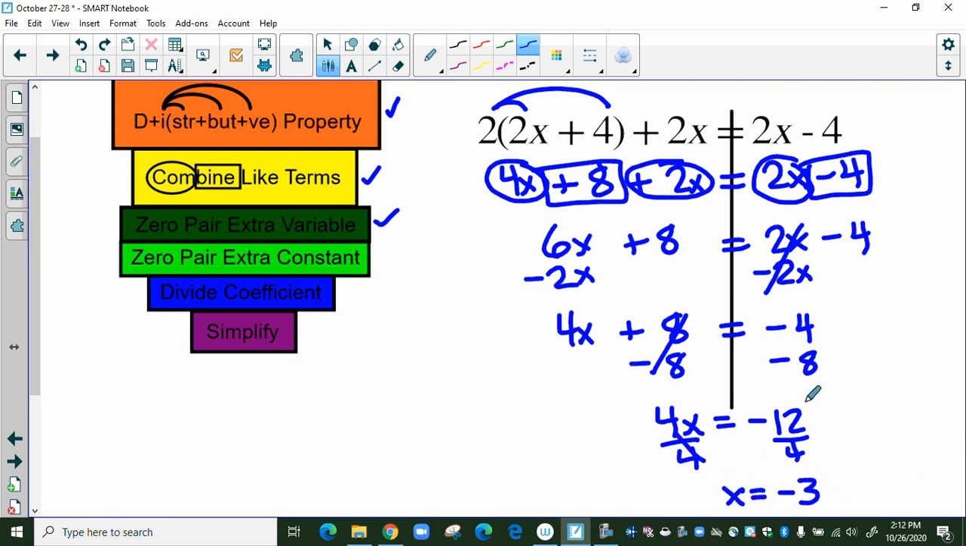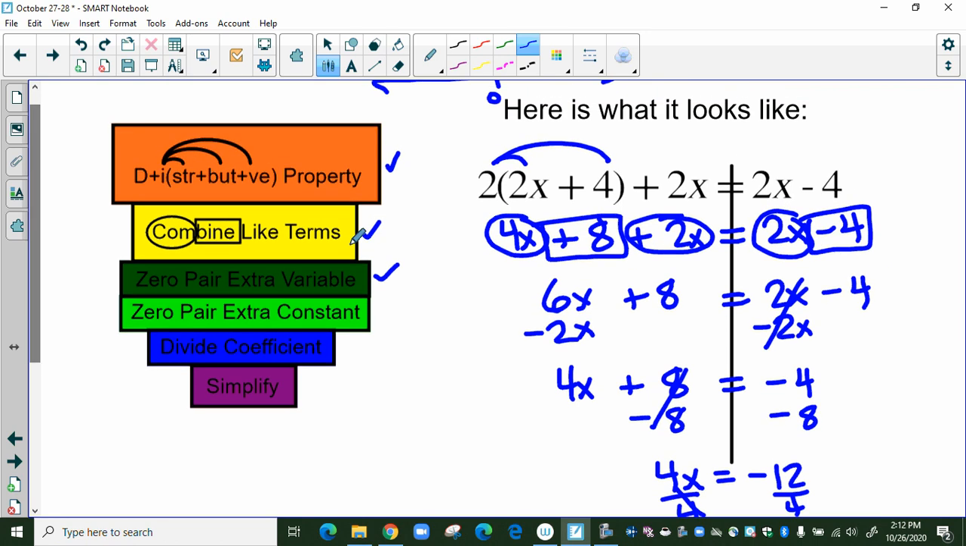Okay? Now it's very important when you're zero pairing to put the variable underneath the other variable. So for example, 2x minus 2x to cross out, but you need this 2x to be under here. You can't put it here. I can't do 8 minus 2x. Why not? Those are not like terms. It has to go underneath the other x. Remember, you can only add and subtract x's with x's, constants with constants.